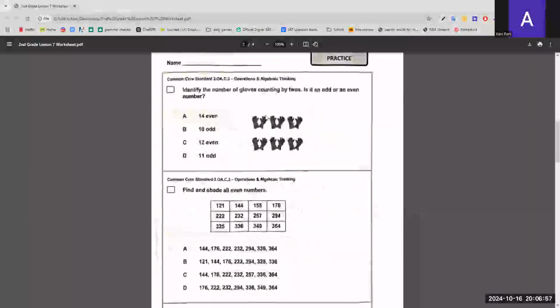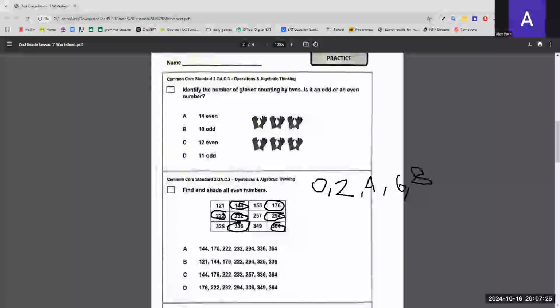All right, moving on to find and shade all even numbers. Okay, so let's rewrite all the even digits: 0, 2, 4, 6, 8. Now let's try to find all of the numbers that end with one of these. So this one ends with that. This one, this one, this one, this one, this one, and this one. So let's look at the answer choices to see which one correlates to the ones I circled.